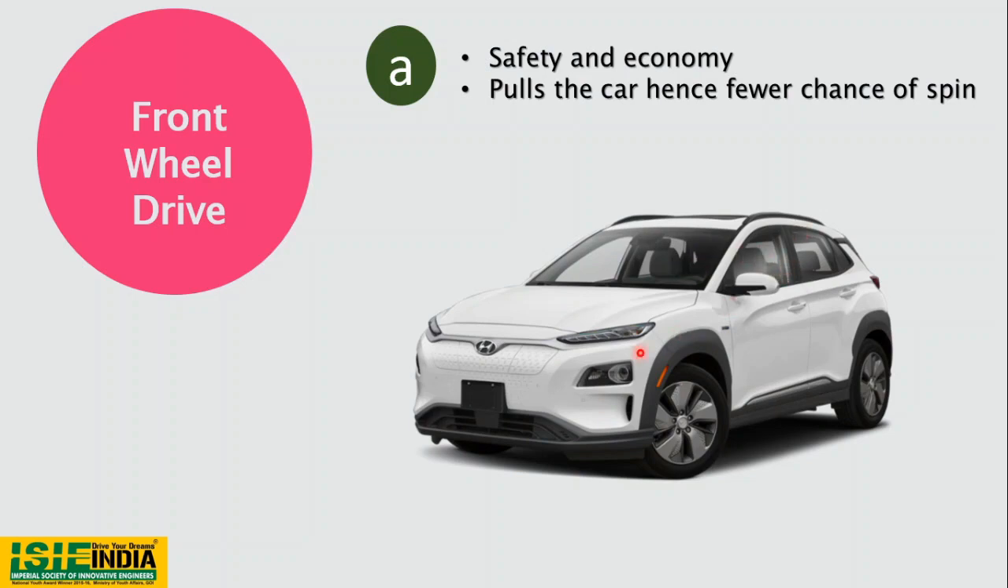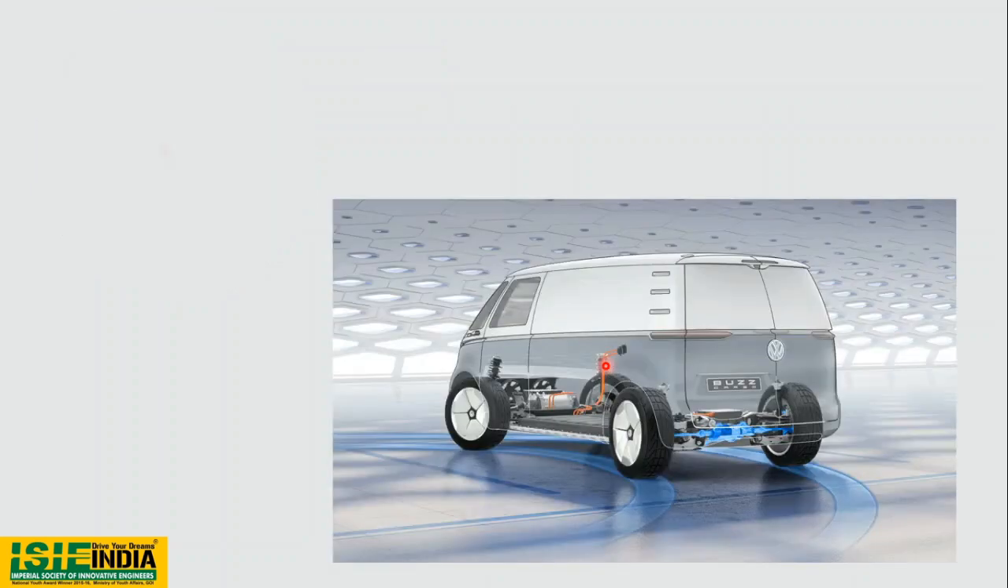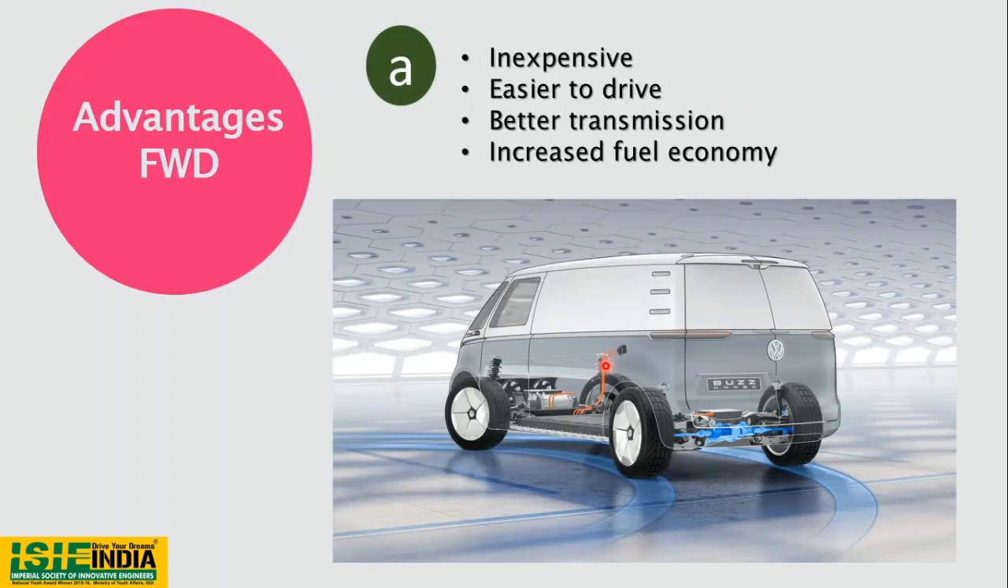Since the car is being pulled, there is less chance of it spinning, so it's a bit harder to drift as well. People know how easy it is to drift if you have a rear wheel drive. Now let us try to understand the advantages of the front wheel drive and why we see this kind of configuration on roads.